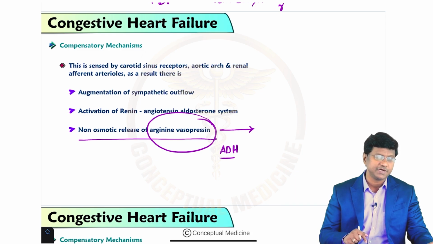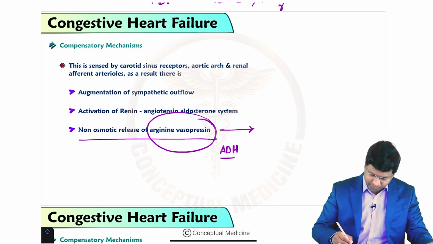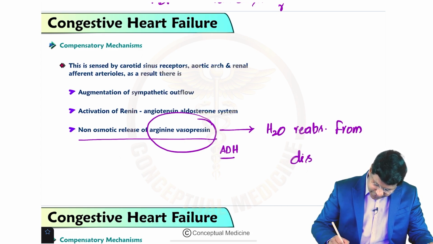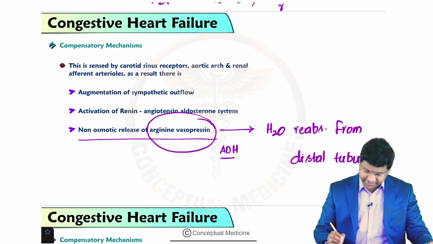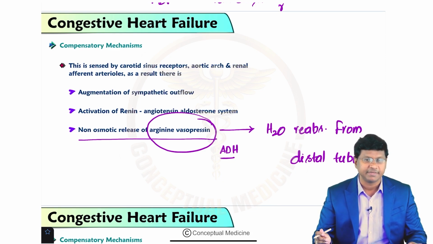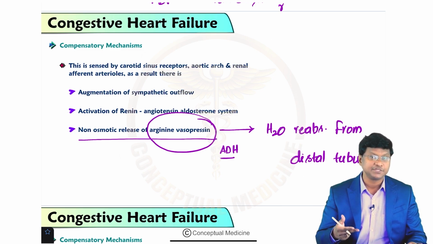But here, in patients with congestive heart failure, there is non-osmotic release of arginine vasopressin or antidiuretic hormone, which will cause water reabsorption from the distal tubules. So these three are the compensatory mechanisms. Number one, augmentation of the sympathetic outflow. Number two, activation of the renin angiotensin aldosterone system. Number three, non-osmotic release of arginine vasopressin.